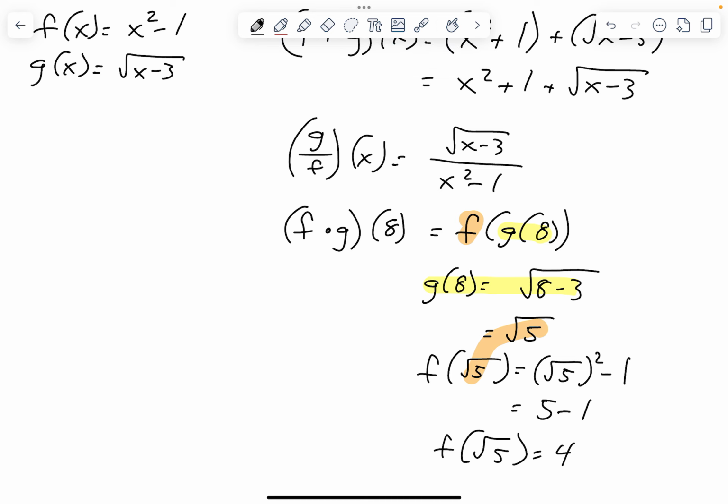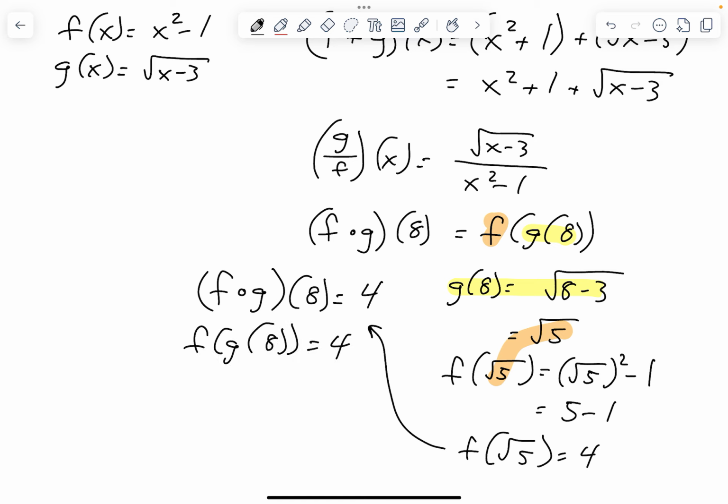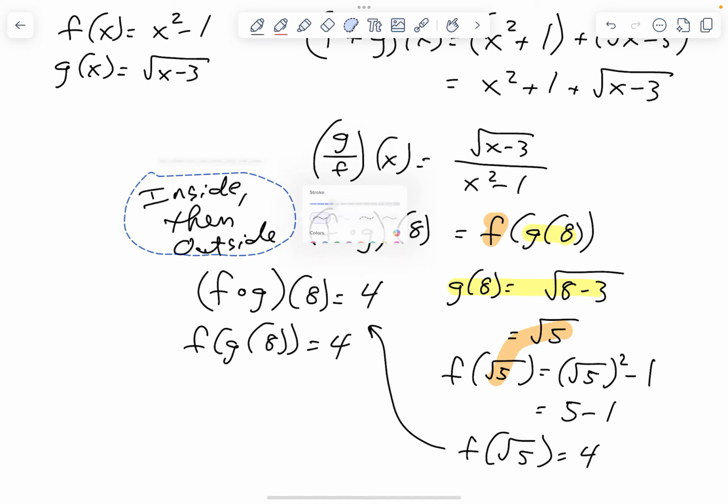So this is a two-step problem. The nice thing is that we would say f of g of 8 would give me as a total result 4. Or you can say f of g of 8 gives me 4. But you do it in two steps. Inside, then outside. Okay, and that's the important part here. So that's just showing it with a number.